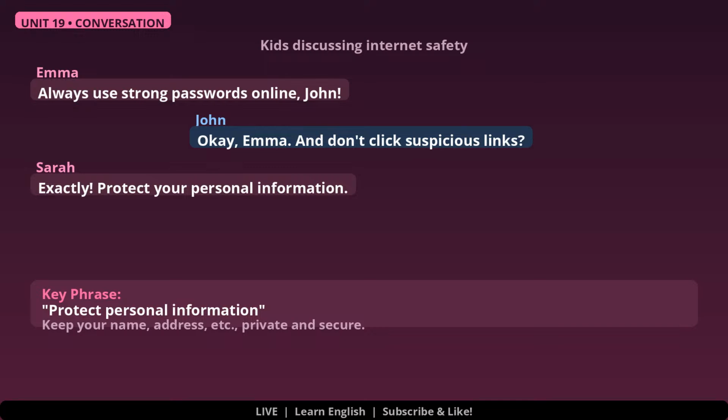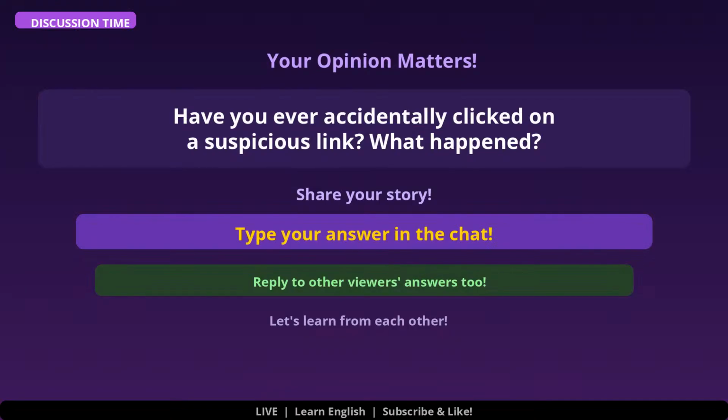The key phrase is protect personal information. It means keep your name, address, etc. private and secure. Now it's your turn to share.